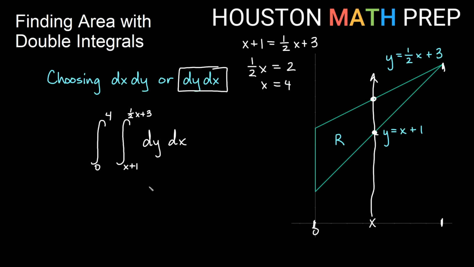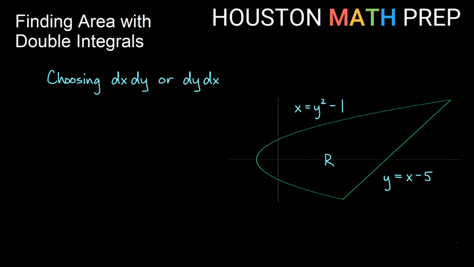So this is the double integral that we would probably prefer for finding the area of this region here. Again, remember that this is simple in the y direction, so we choose the order dy dx. In other words, because it's y simple, we want to integrate dy first. Let's look at another region here.